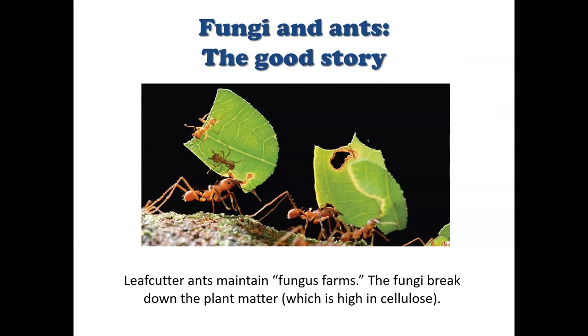Fungi also form relationships with other organisms, things like ants. If you've ever been to the tropics, you'll see leafcutter ants. And what they do is they chop off little pieces of leaves and they bring it back to their colony. Now, a lot of people think that the ants are eating the leaves, and they're not. What they're doing is they're creating these big piles of leaves, and then they have these fungi that break down the leaves. They basically bring the leaves to feed the fungi, and then they eat the fungi.